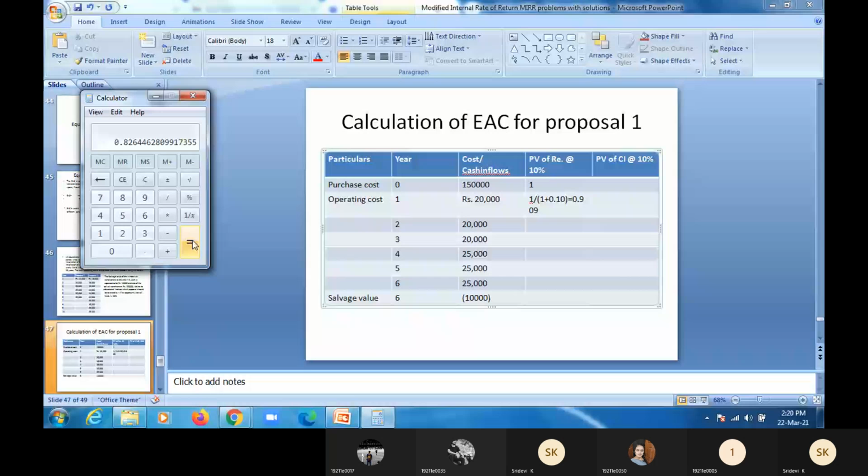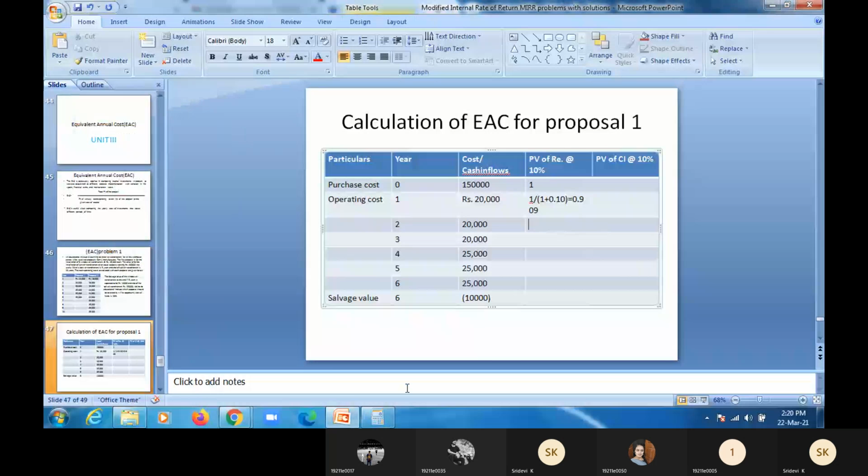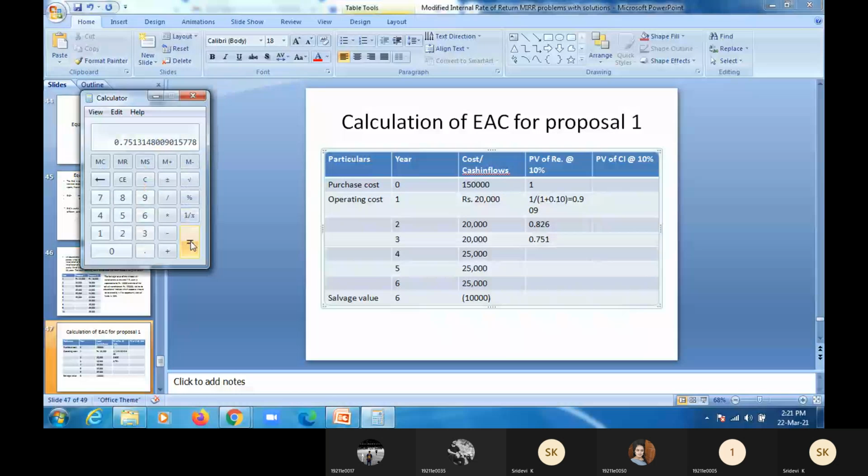You all already know this, but I am giving it again. In the same manner, you find out the values for all the years. For the third year, you divide 1 by 1.1 whole power 3. You will get 0.751. If you press equal the third time in the calci, you can see it on the screen.